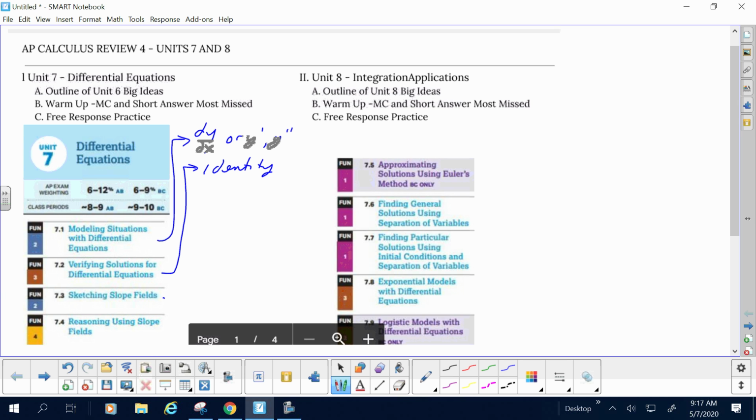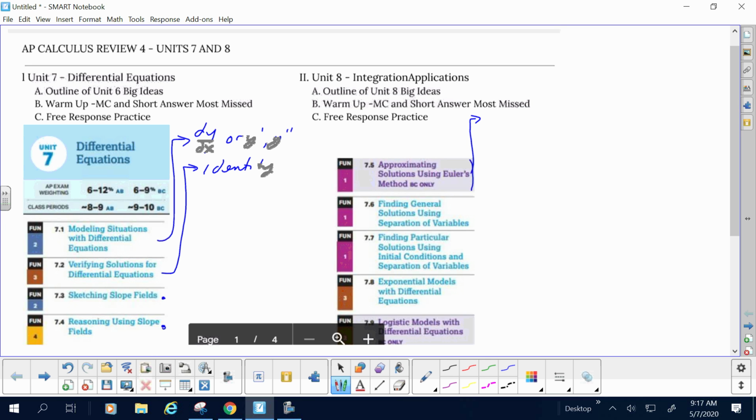Sketching slope fields and reasoning using slope fields. I don't feel like you guys have trouble with that, so I'm not going to hit it. Although if you want to review it, just drop me an email and I'll drop it in somewhere. Approximating solutions using Euler's method. Now that's a BC only idea, and so it's a pretty big idea that is easy to incorporate into other questions. So I think it's a good bet that you'll see it on Tuesday.